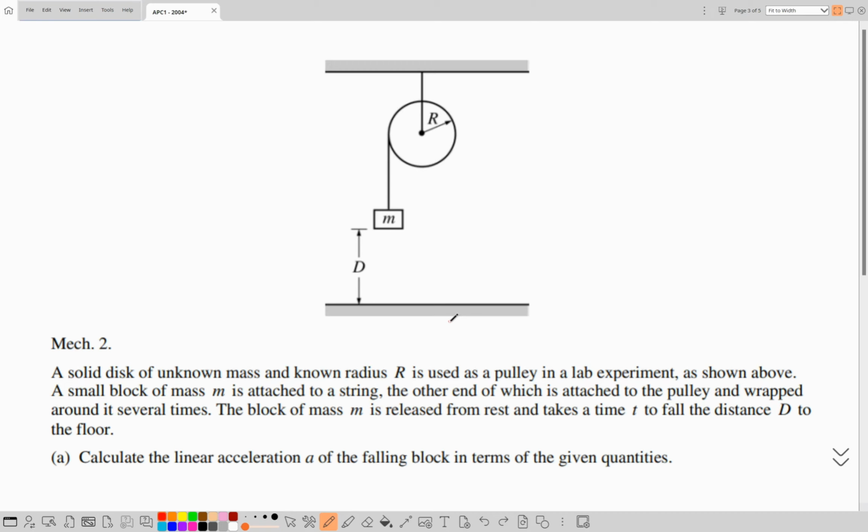Hello AP Mechanics students, today we'll solve the past paper FRQ 2004 exercise number 2. So always remember that the figure appears above the exercise.